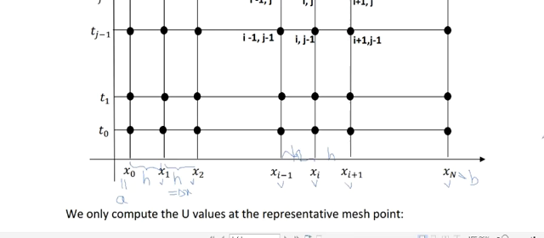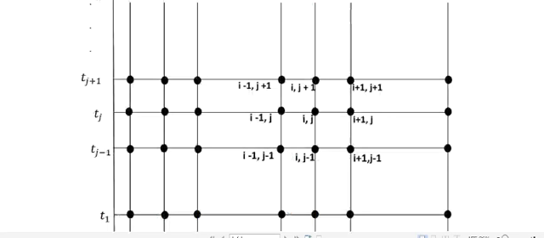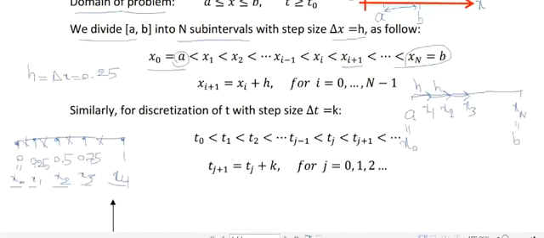But in this problem, in addition to x, we have t, and t is important, and we should discretize the time t. For discretization of t, we use the step size delta t or k. We use the step size delta t equal to k for discretization of t. At this time, we want to discretize t. t starts from t0 as the second dimension. If we use t0 as a start point, by using delta t equal to k, we can obtain t1. This distance is k or delta t.